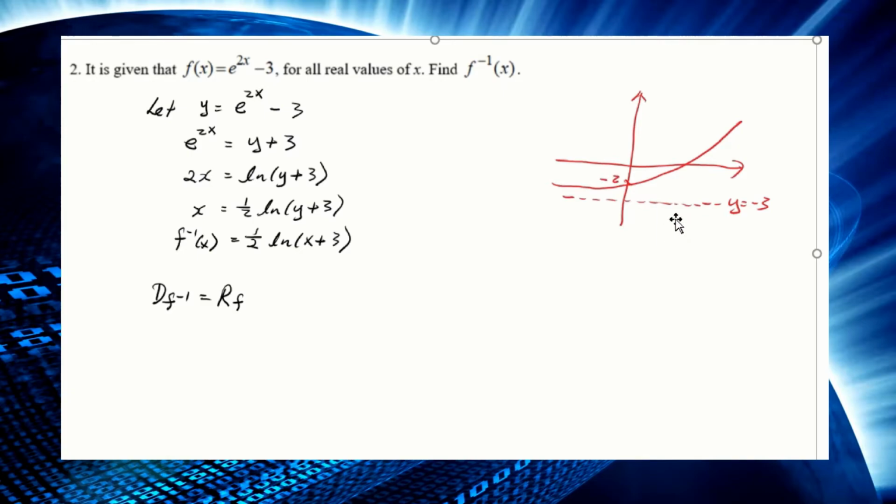So based on this graph, we can see that the range of the function f is greater than negative 3. So based on this range of f, now we can write the final answer for the inverse function of f(x). That is 1 over 2 ln x plus 3, where the domain of the function based on the original function is x greater than negative 3.